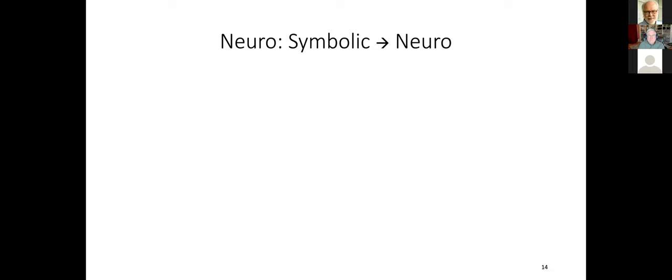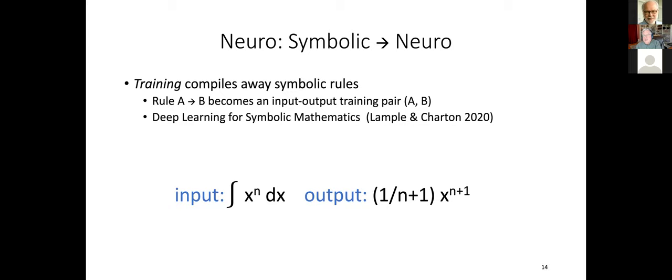So I'm not sure if semicolon was the right symbol to use for that cascade, but I wanted to reserve the arrow for a different use here. I call it neuro colon symbolic to neuro. And here I'm using the notation in the way it is used in math to describe a function that maps from one domain to the other.